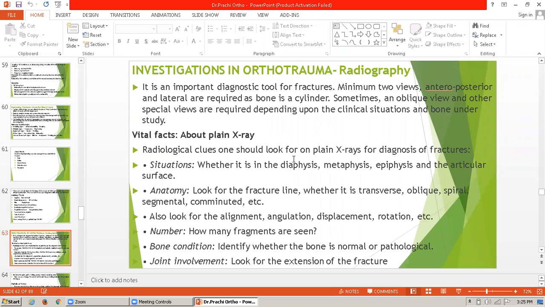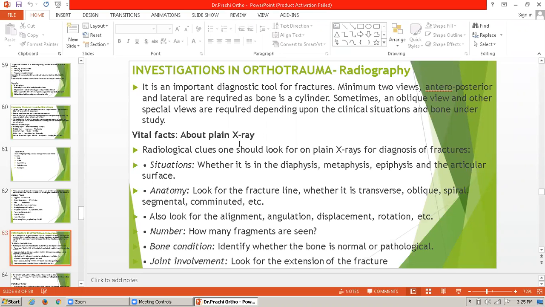Then, investigation in orthotrauma, that is radiography. It is an important diagnostic tool for fractures. A minimum of two views, that is anteroposterior and lateral, are required as a bone is a cylinder. Sometimes an oblique view and other special views are required depending upon the clinical situation and the bone under study.